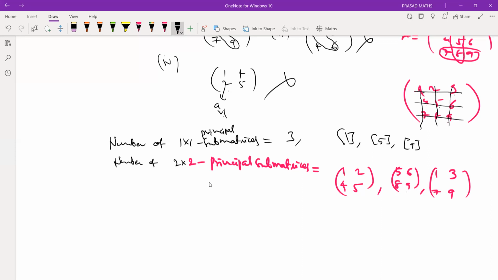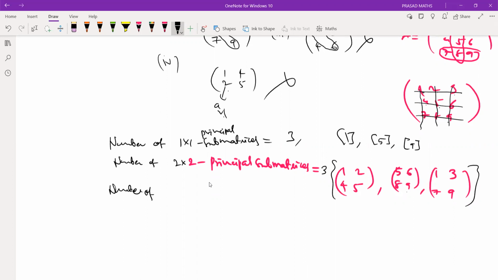When you want to talk about principal submatrices, delete the same number of rows and the same number of columns. Understand? Delete first row, first column, you're going to get a principal submatrix. Delete second row, second column, you get a principal submatrix. Delete the third row, third column, you get another principal submatrix. So how many? 3.